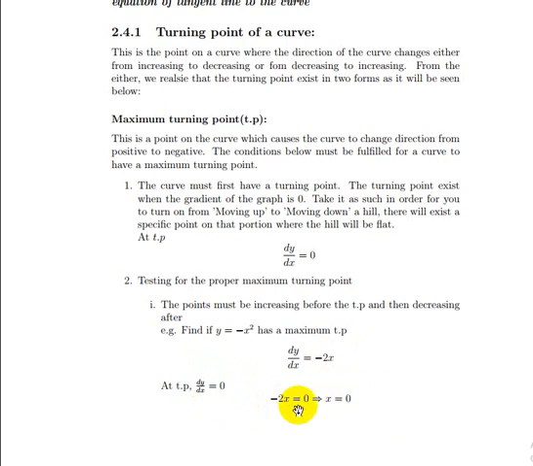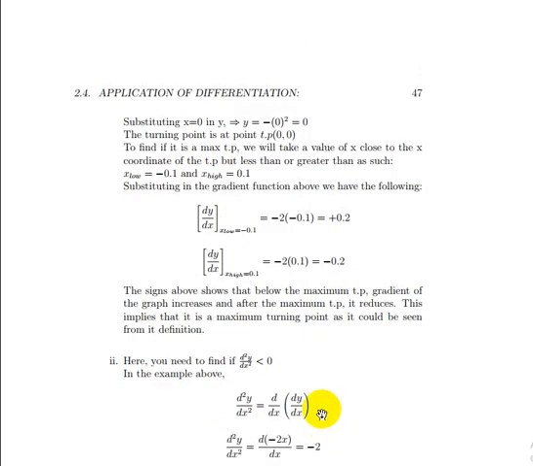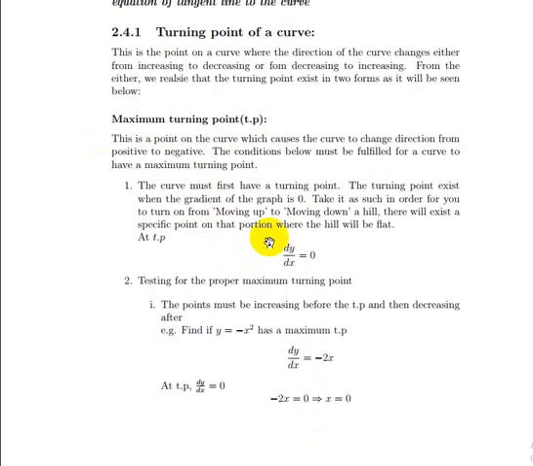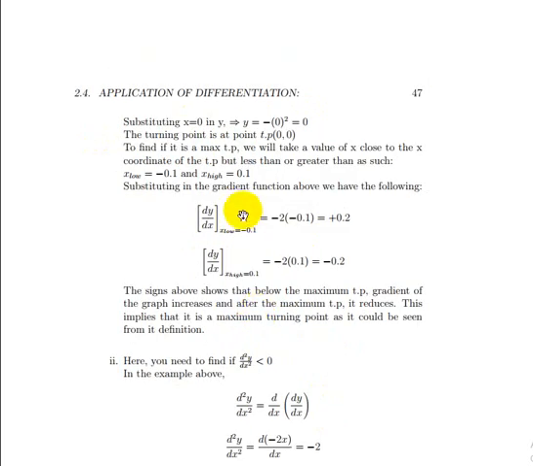To find the coordinate of the turning point, you just substitute x equals 0 in the initial function. So the coordinate of the turning point exists at x0, y0, so this is the turning point. The turning point exists at (0, 0). Now, in order for you to find if this is a maximum turning point, you will find if it was increasing before the turning point and if it is decreasing after the turning point.